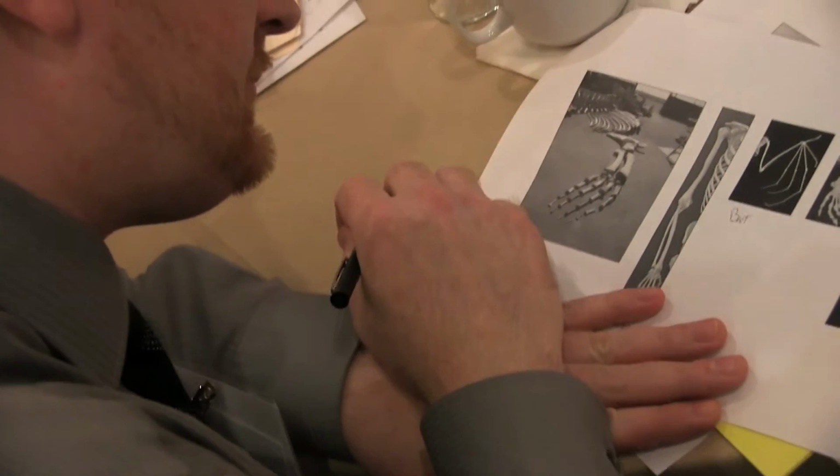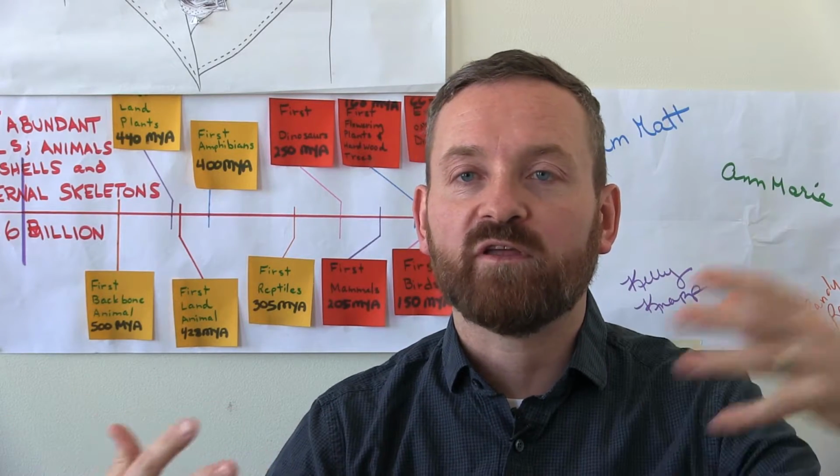The bat hand is unbelievable because these fingers are super long. It looks like Edward Scissorhands or something.